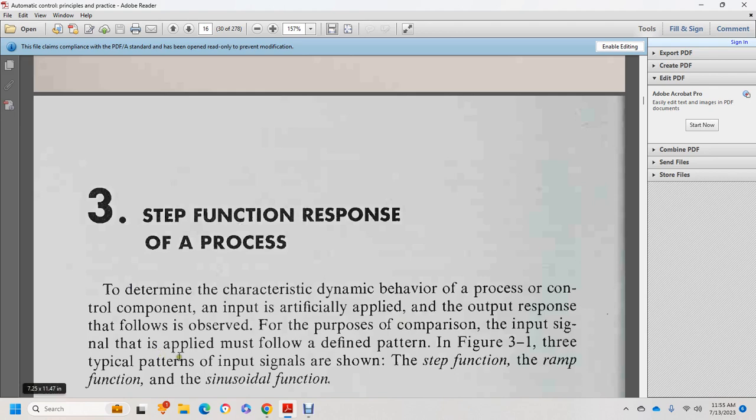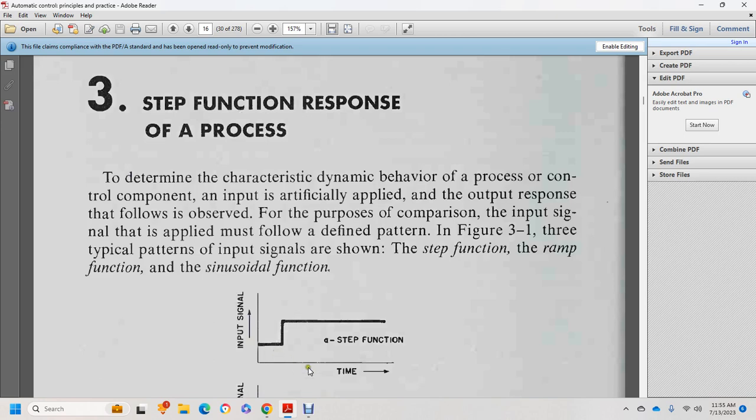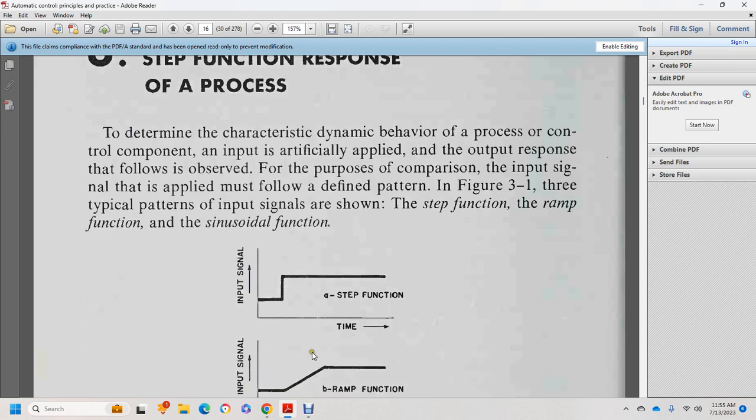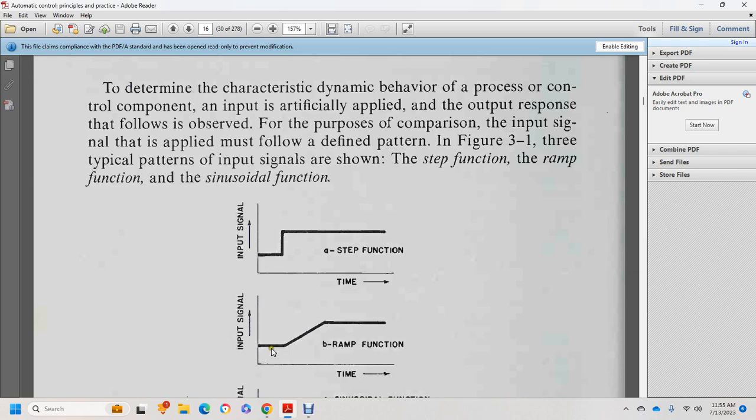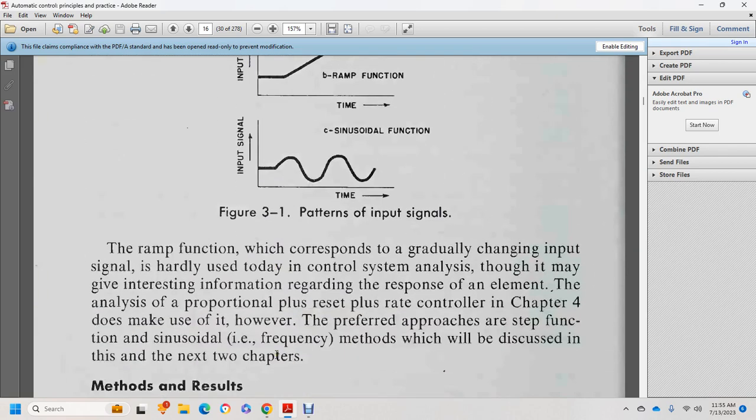Figure 3.1 shows three typical patterns of the input signal: the step function, the ramp function, and the sinusoidal function. The ramp function corresponds to a gradually changing input signal that is hardly used today in control system analysis, though it gives interesting information regarding the response of elements, such as the analysis of the proportional plus reset plus rate controller.